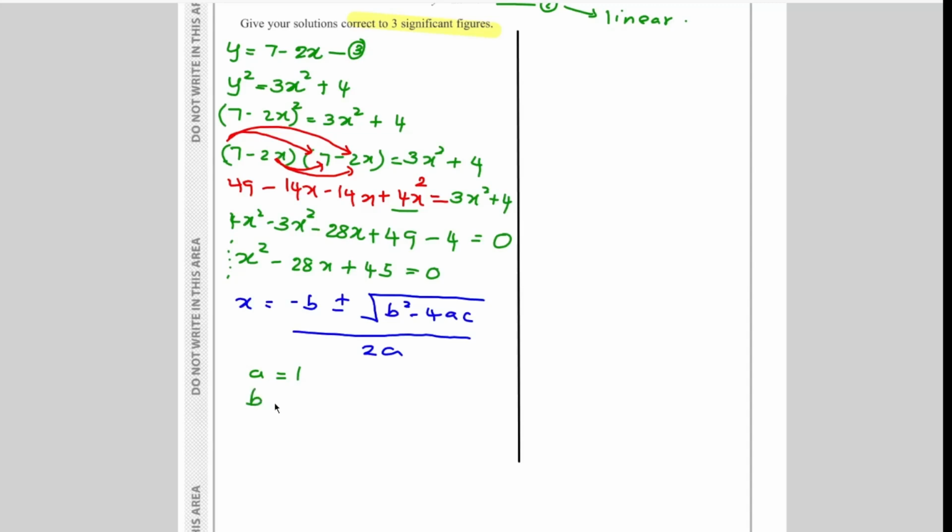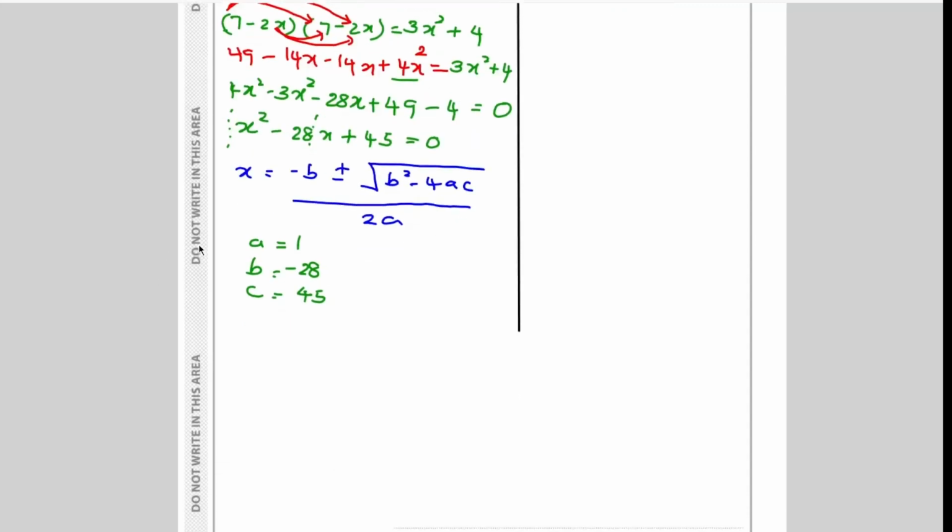In front of b, there is minus 28. So b is minus 28. c equals 45. c means the constant. So the constant is plus 45. So let's plug these values into this formula. Then let's see what we are getting. So x equals minus b. I'm having a minus sign here, and my b is minus 28.